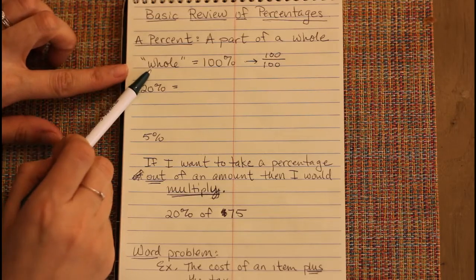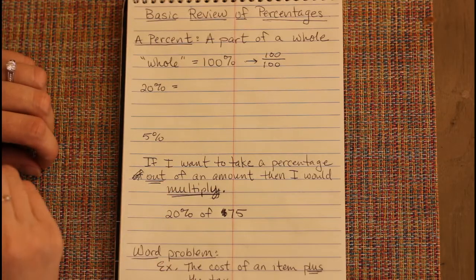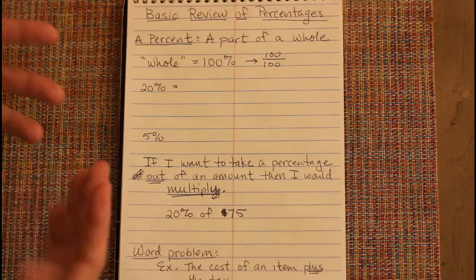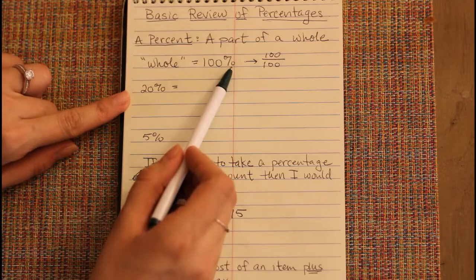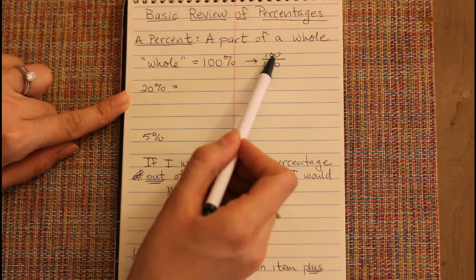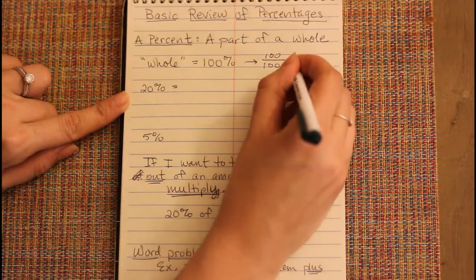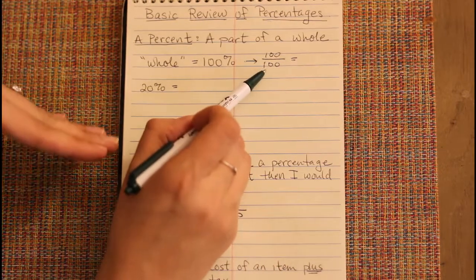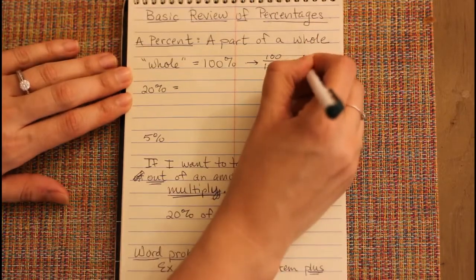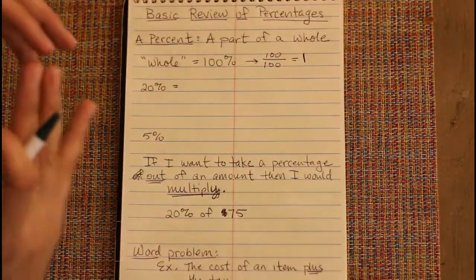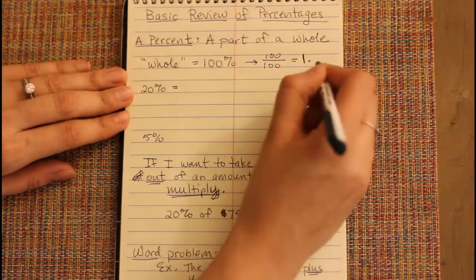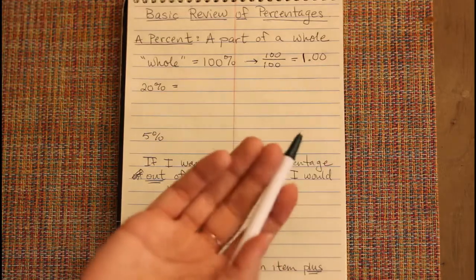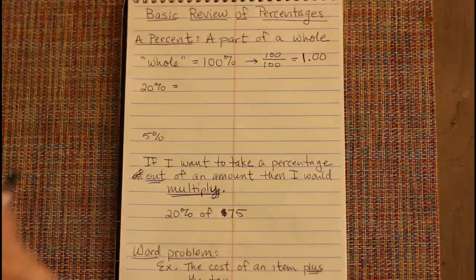What is the whole amount? The whole amount is 100%, right? So when we talk about 100% of something, we mean the entire thing, the whole thing. And what's 100%? Well, it just means 100 out of the 100, right? And 100 over 100, or the same number over the same number, is always 1. So it's one whole item. And in decimal form, 1 is 1.00, correct? Kind of like a dollar, right? A dollar is 100 pennies.